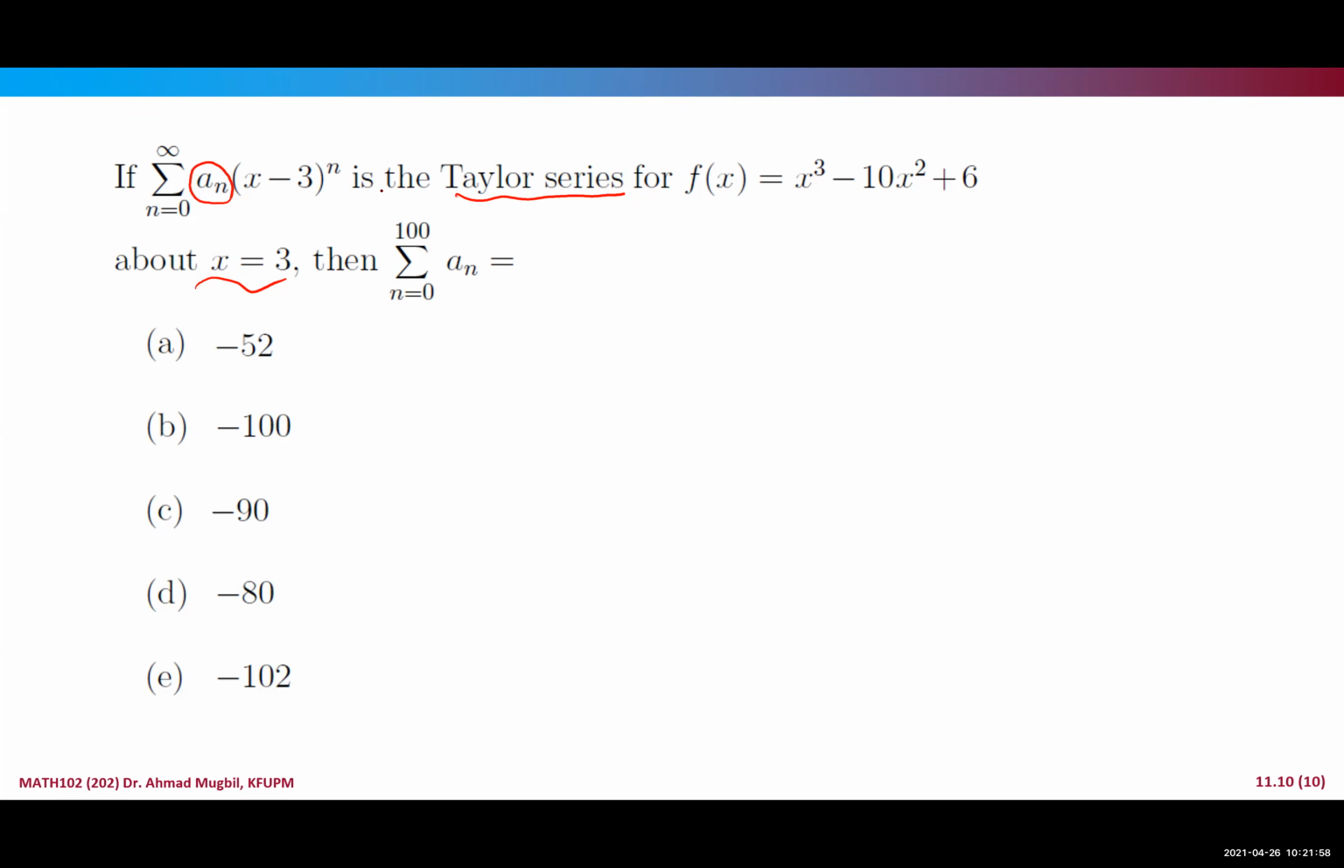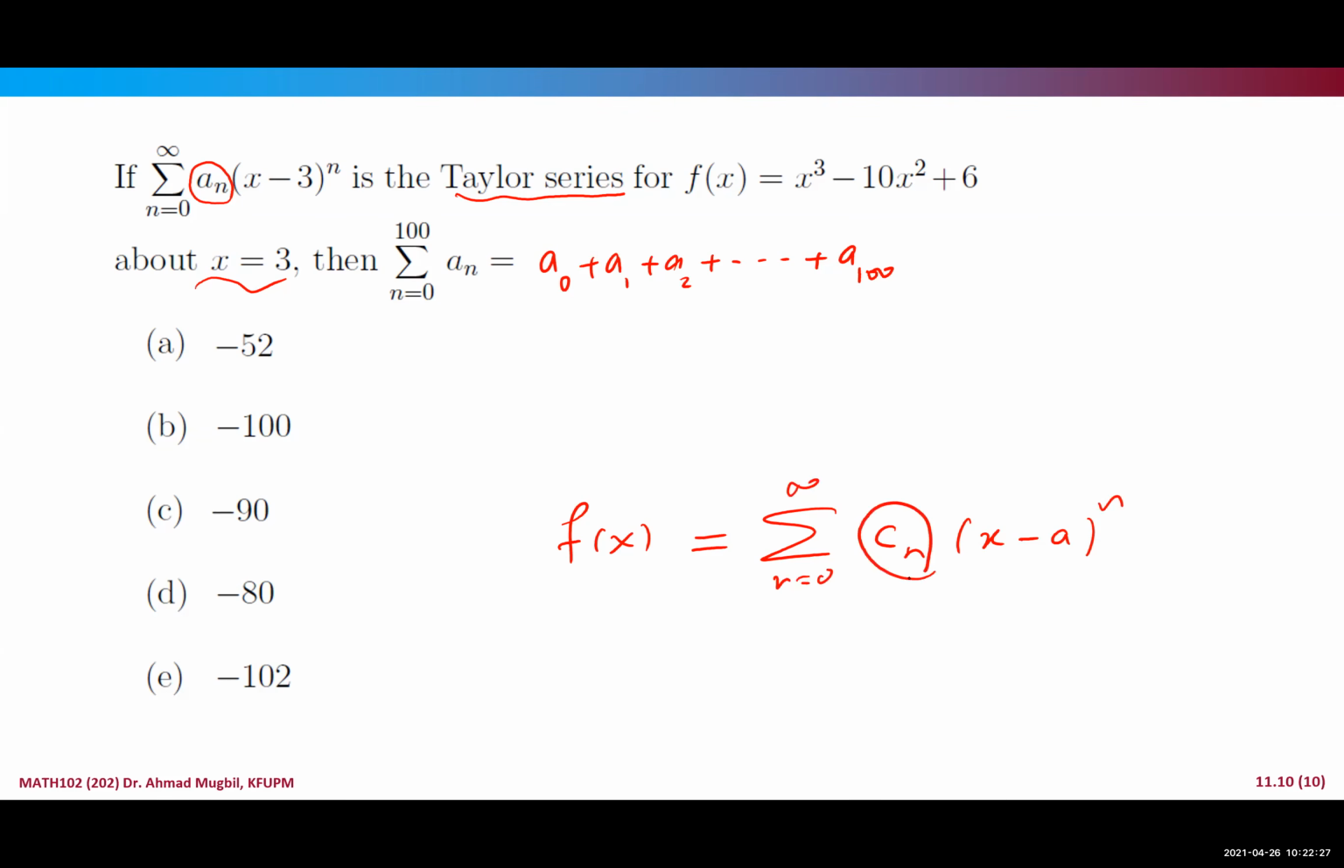So the question is what is a0 plus a1 plus a2 up to a100? This is the question. Do you remember, guys, the Taylor series? If you have a function and you represent the function by a power series about 3, let's say, about a in general, then starting from 0 to n, what is Cn, guys? Do you remember what is Cn? We have found what is Cn?